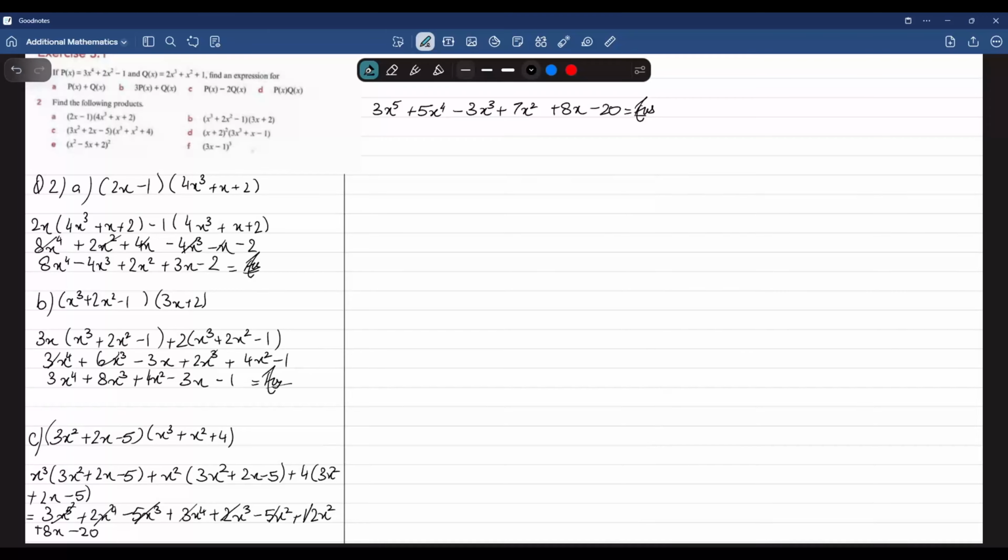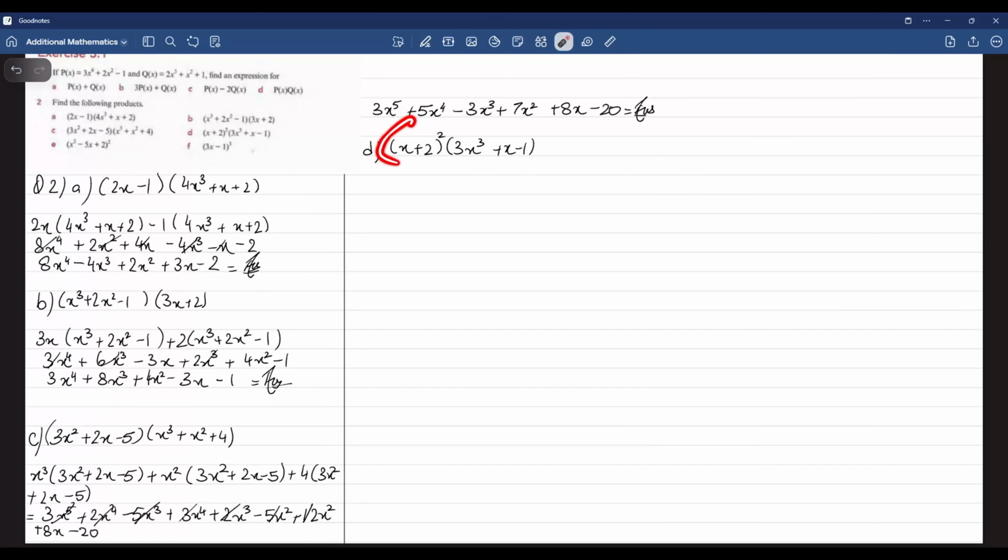Let me just recheck it for once. 3x raised to the power 5 plus 5x raised to the power 4 minus 3x cubed plus 7x squared plus 8x minus 20. Yes, that is the correct answer. Okay, for part D, we have x plus 2 whole squared multiplied by 3x cubed plus x minus 1. Again, as you can see, this is in a squared form, so we can't just directly multiply this.